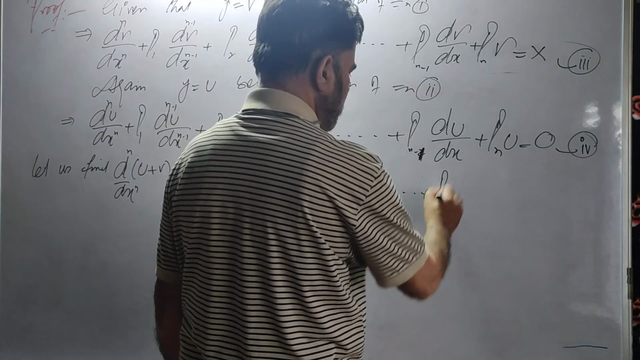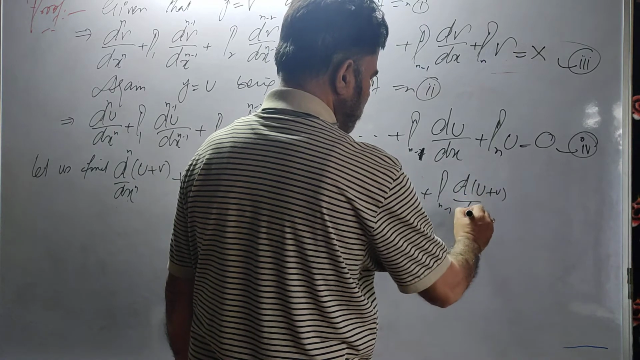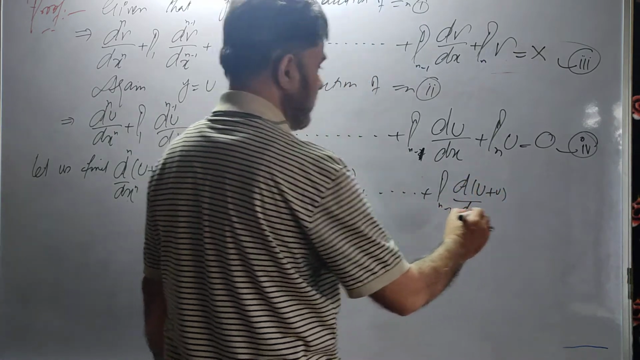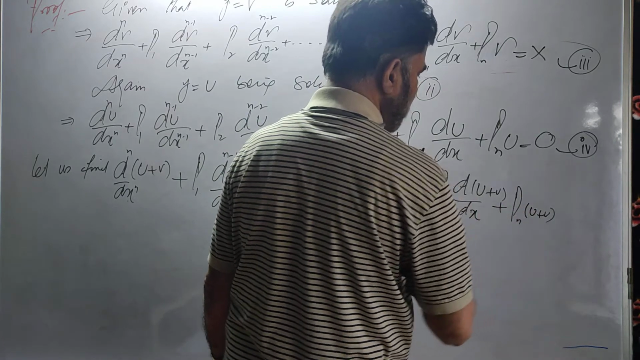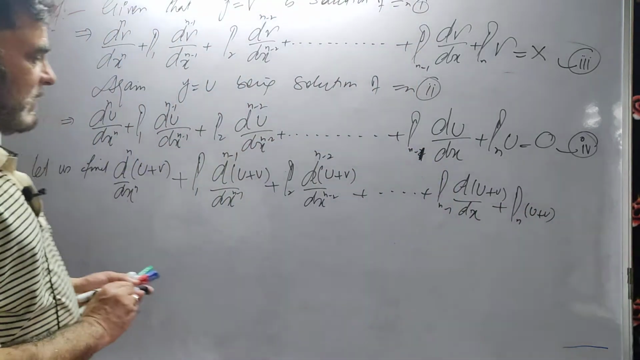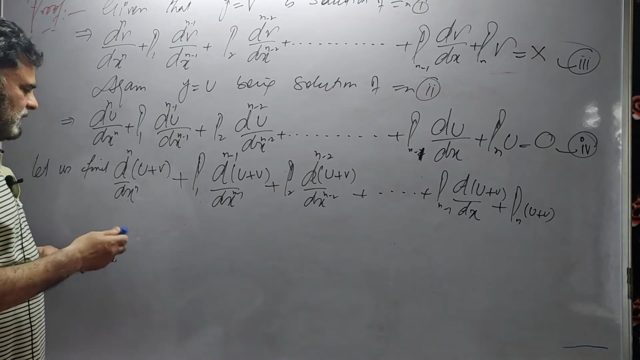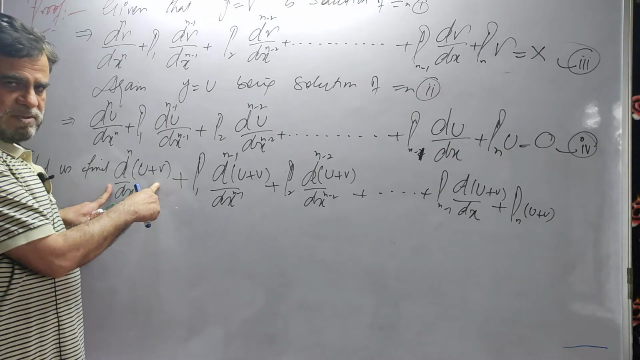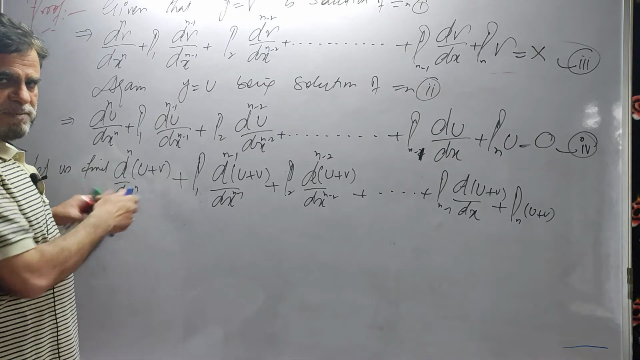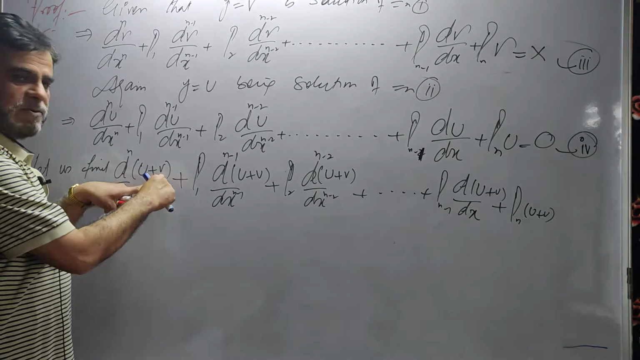Finally it is p(n-1) d(u+v)/dx, then plus pn(u+v). I am just finding out what this gives me. Now you will use the fact that the derivative of a sum of two functions is the sum of their derivatives. It is a derivative operator, you can distribute it. Now the derivative of u plus v is the derivative of u plus the derivative of v.